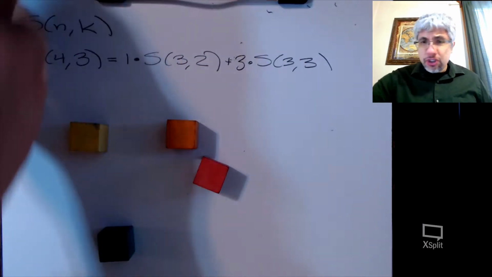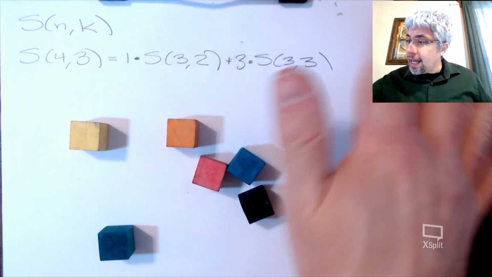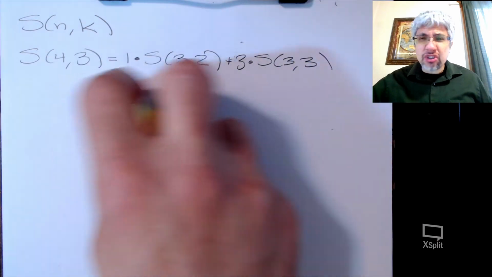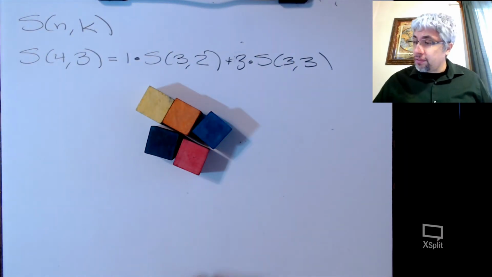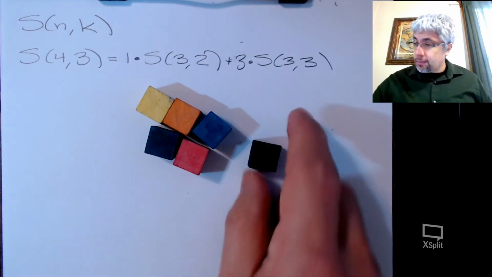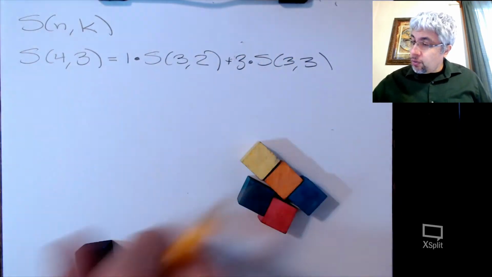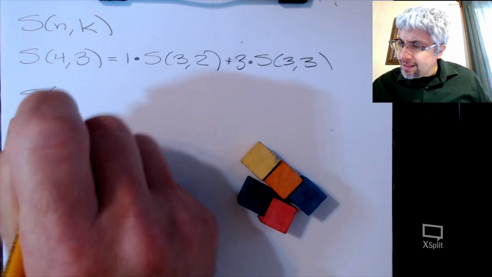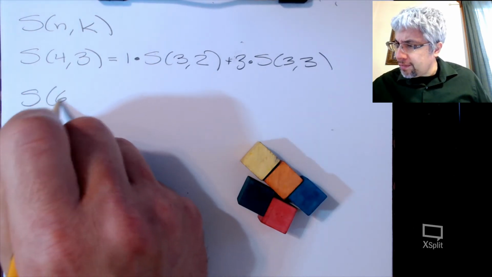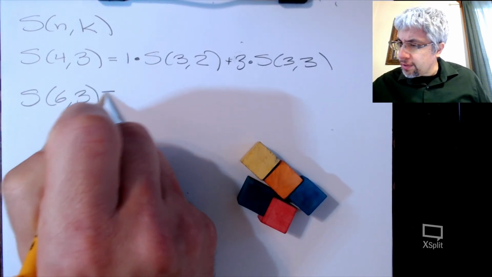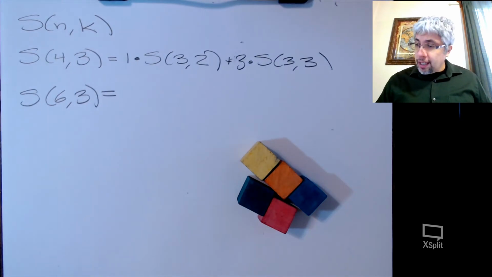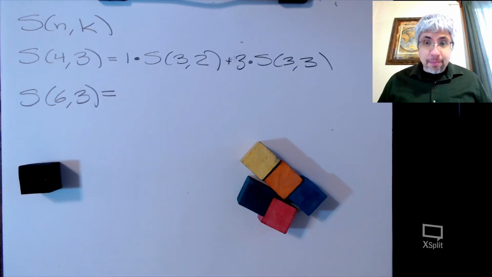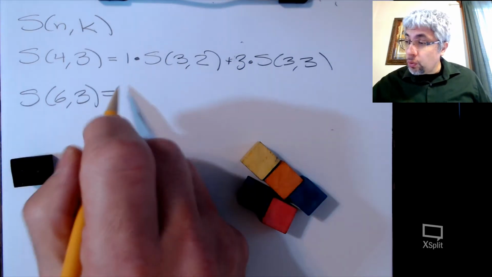Okay, so let's do another example. Let's say I know what the Stirling numbers are when n is equal to 5, and I want to toss in a 6th element. So let's say I want to find, I'll stick with 3, S(6,3). Okay, so one more time, either I put this new block, the 6th block, the purple block, which looks kind of black, by itself. Okay, there's only one way I could do that.